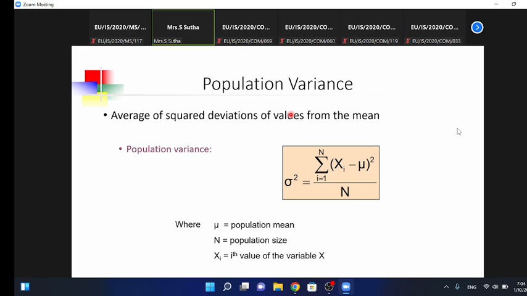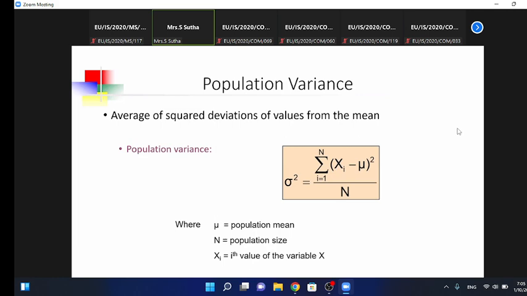What is the difference between the population variance and the sample variance in the formula? The definitions and everything are the same, but the formula is different for the population variance and the sample variance. What difference can you observe? That's very good. The population variance is divided by capital N. The sample variance is divided by n minus 1. That is the major difference.